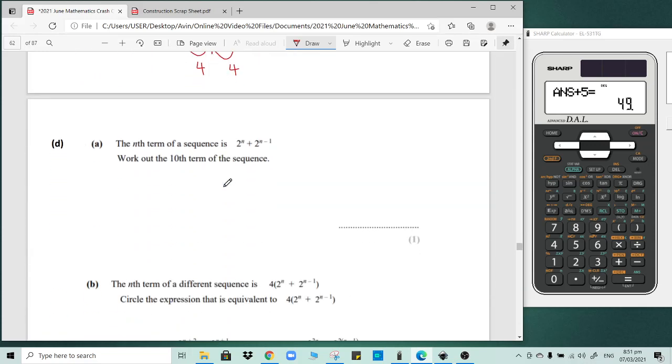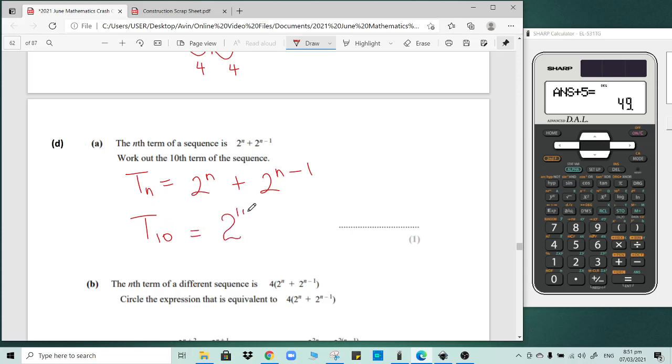Alright. D. They are telling you the nth term of a sequence is 2 to the power n plus n minus 1. They want you to find the 10th term. So they're trying to say Tn is equal to 2 to the power n plus n minus 1. And they want you to find T10. So you're replacing n with 10. It's as simple as this.